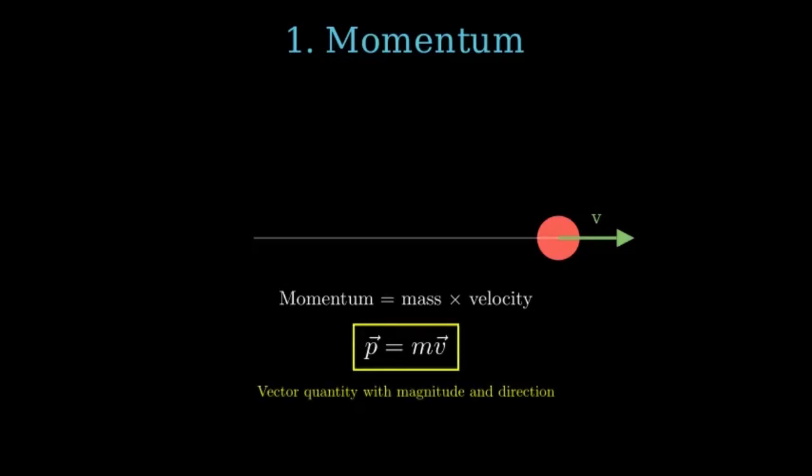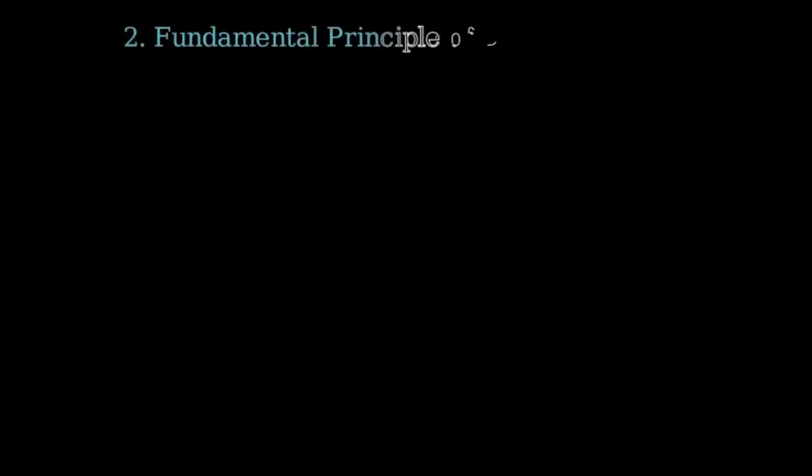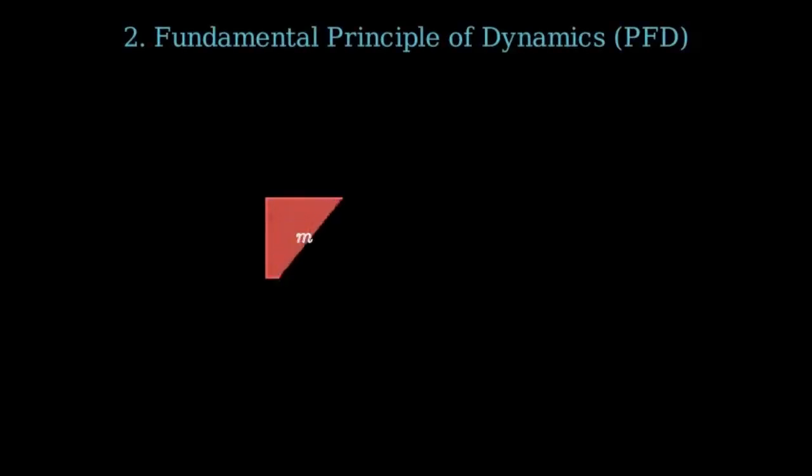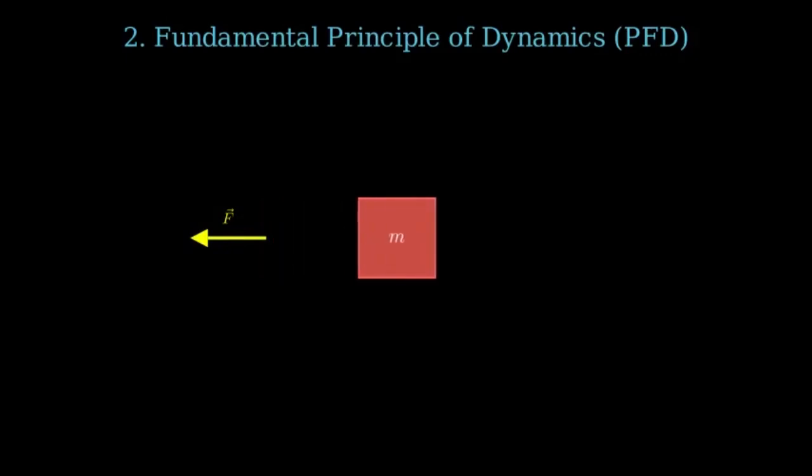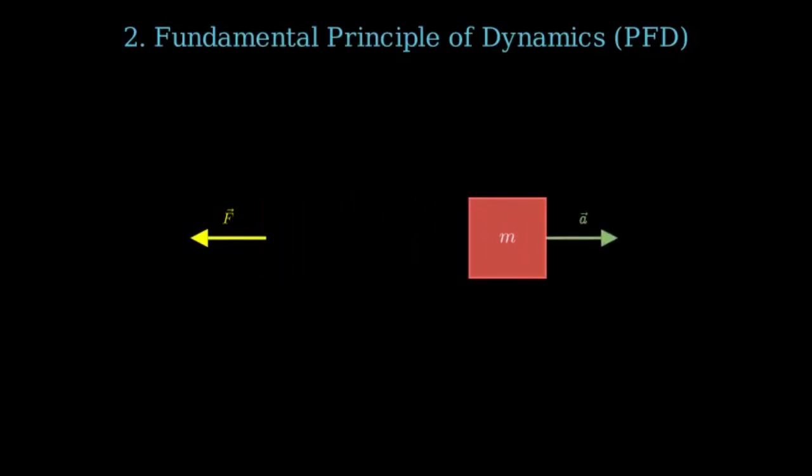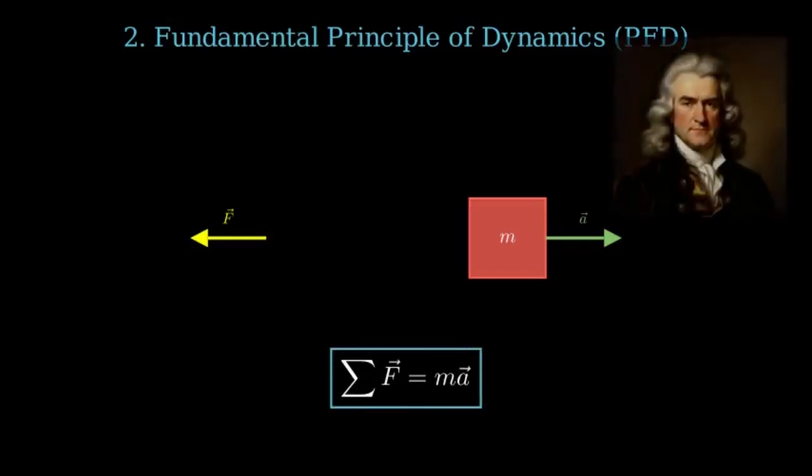The fundamental principle of dynamics, also known as Newton's second law, states that when a force acts on a mass, it produces acceleration. Mathematically, the sum of all forces equals mass times acceleration. This principle explains why objects move the way they do when forces are applied to them.